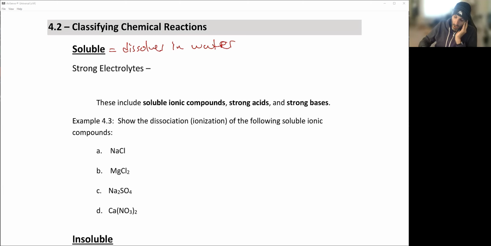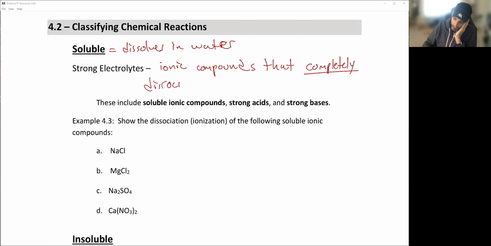Strong electrolytes are ionic compounds that completely dissociate in water. So first of all, completely dissociating is what makes them soluble. I'll go down here to example 4.3a. Sodium chloride is going to completely dissociate into Na+ aqueous and Cl- aqueous ions.